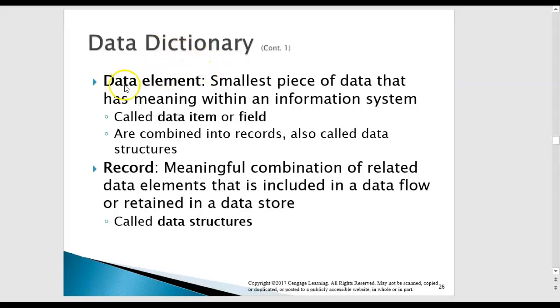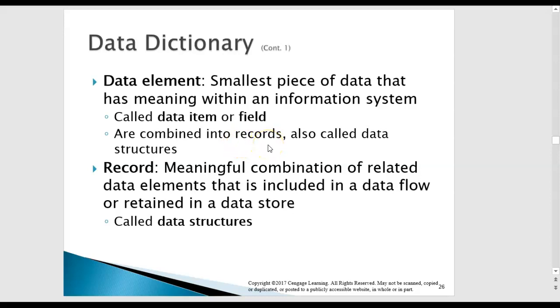Inside a data dictionary, you have data elements. Data elements are defined as the smallest piece of data that has meaning within the information system. These are also called fields. So for example, if you're referring to a database, then think of what all the fields are that the database is storing, and together combined, those fields create records.